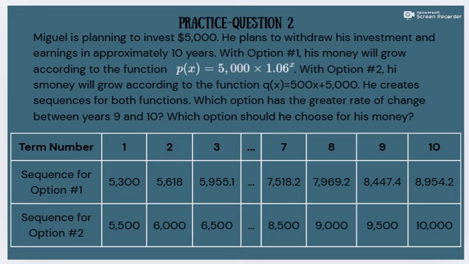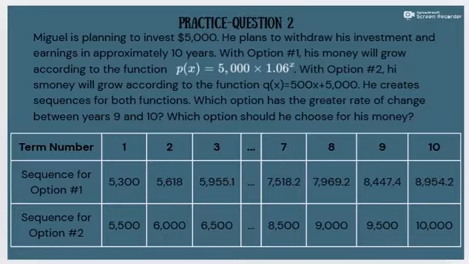So they want to know between years 9 and 10, who has the greater rate of change, okay? So I got to get my calculator out again. Okay, let's see. Rate of change. So we have 8954.2 minus 8447.4. So the top one is 506.8, and you can see that the bottom one is just 500. So option number 1 has the greater rate of change between years 9 and 10.